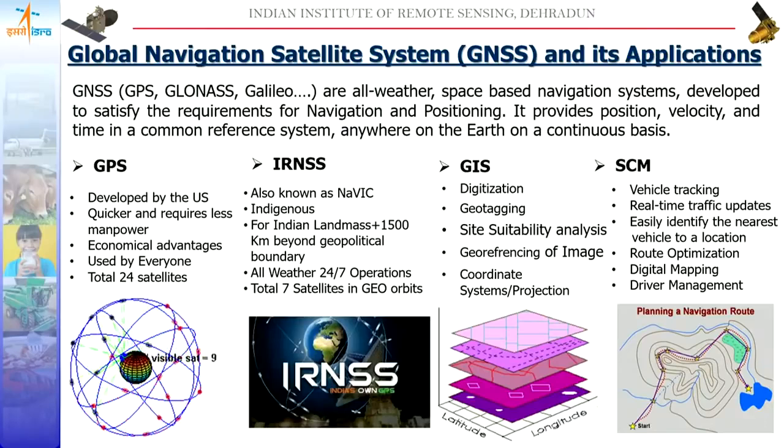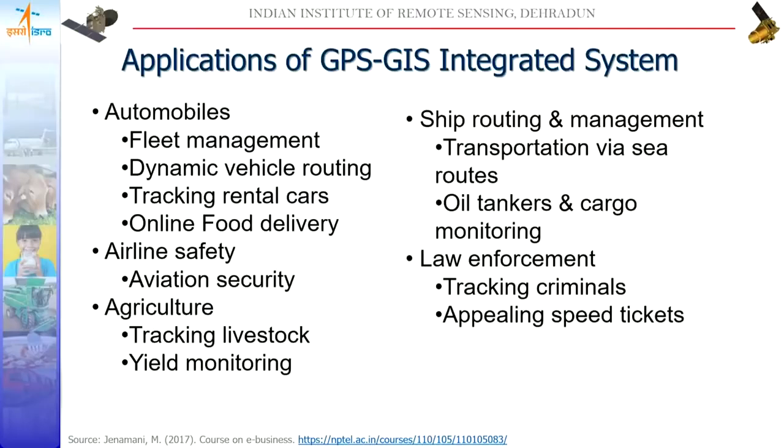Similarly, there are many other applications of integrated GPS GIS systems, like automobiles. I think each one of you is experiencing Google Maps as well as navigation. Map My India is also providing a routing mechanism. Ultimately, all these navigations are governed by both GIS as well as GPS. There are many location-based services provided by service providers, and most of the industry, or I would say consumers, are benefiting from this.